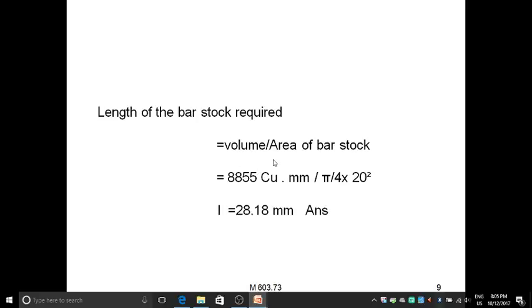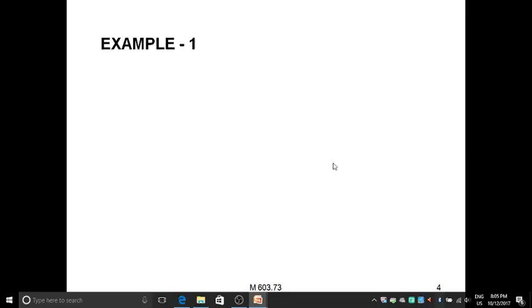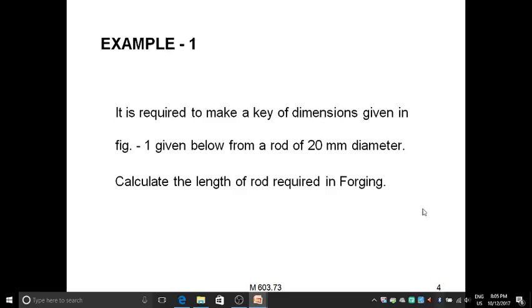So now you calculate how much length of the bar stock is required, because this diameter of 20 is already given to us in our problem. So how much length of the bar stock is required for a diameter of 20 mm. This diameter is constant, it is already specified in the problem. We cannot change this value. We need to calculate only the length.